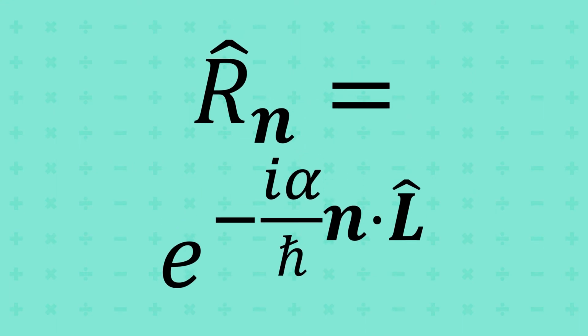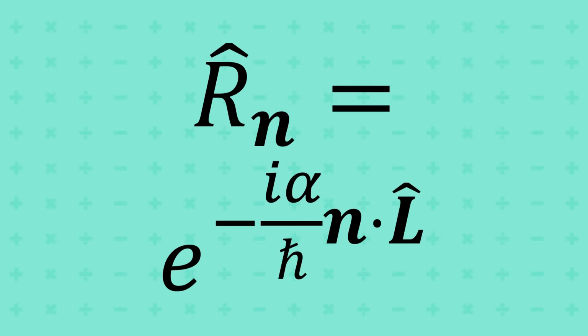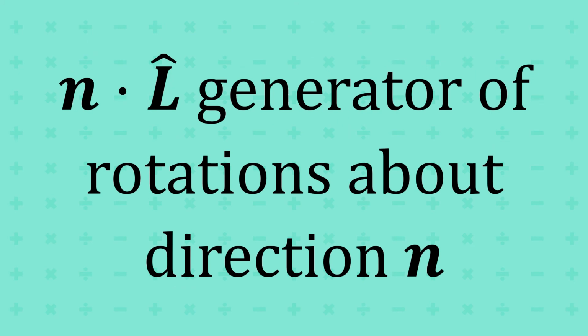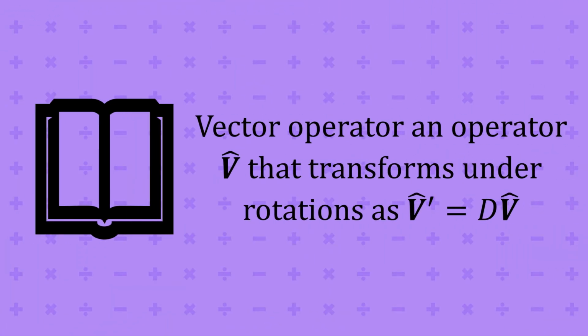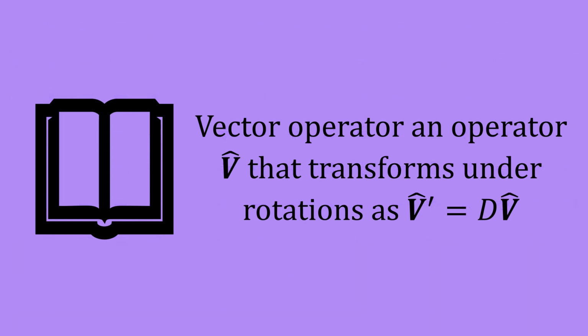Now, let's move on to discuss general rotations in 3D. First, for a rotation about an axis along the unit vector n, we get that the operator can be written in this exponential form. So n dot L hat is the generator of rotations about the vector pointing along direction n. Now, let's define a vector operator. A vector operator is an operator with 3 components that transforms under rotations as v hat dash is equal to D v hat, where D is a 3×3 matrix.